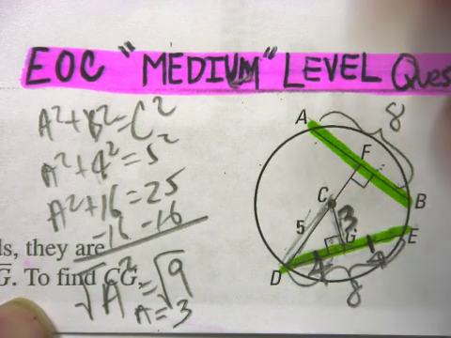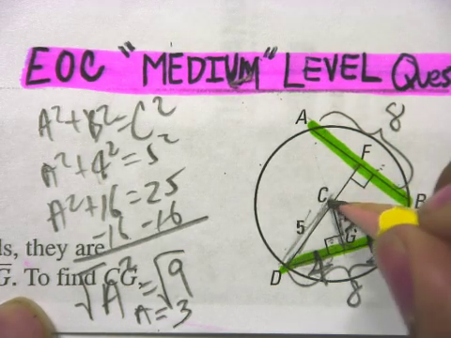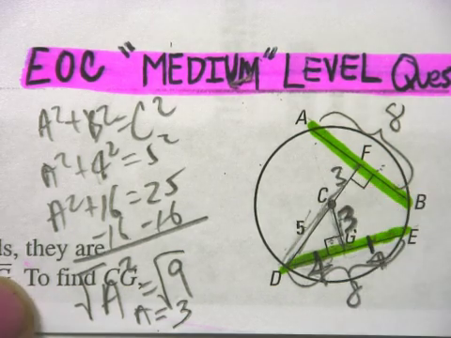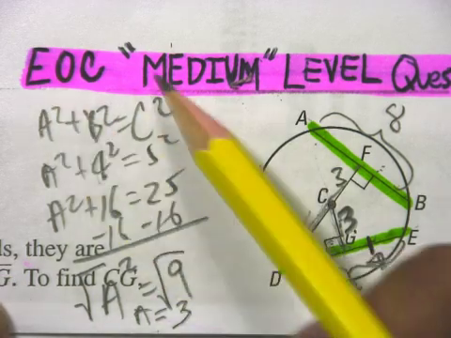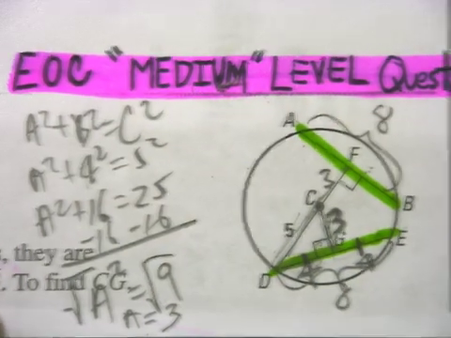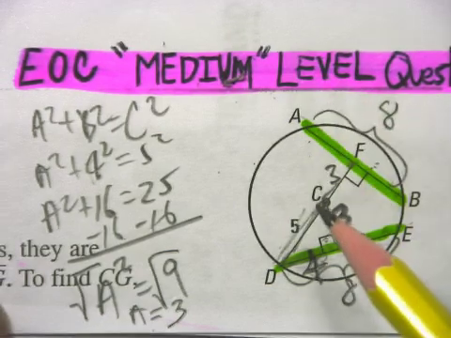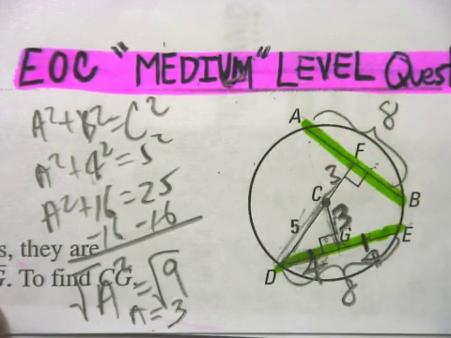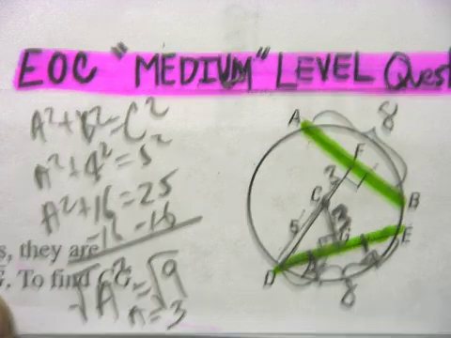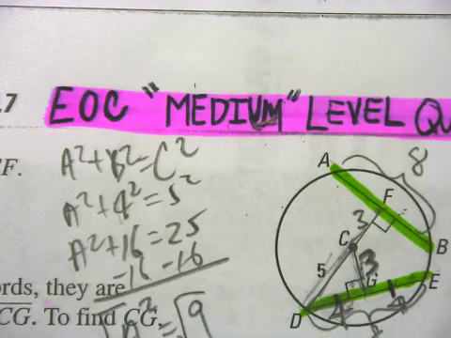But I don't want A squared. What do I want, guys? I want just A. So I'm going to take the square root of A squared and the square root of 9, and A is equal to 3. So then I know that this part of the triangle is going to be 3. And if CG is 3, well, then we know that CF is also 3.